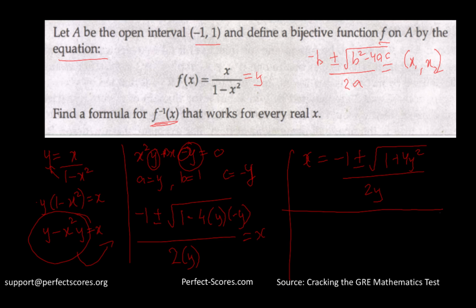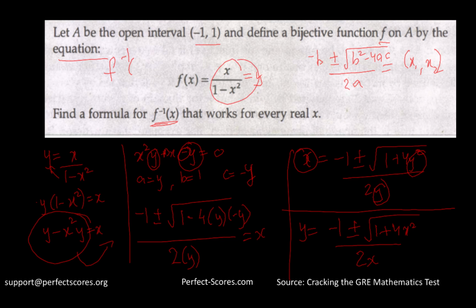Now the next step is to replace y with x. So instead of x, I'm going to write y, that is equal to minus 1 plus or minus square root of 1 plus 4x square, divided by 2x. This over here is the function, which is the inverse of this particular function. Right, so that is that. Remember, the question here is asking us for the f inverse of x. So that means the question is asking us the inverse of this function.